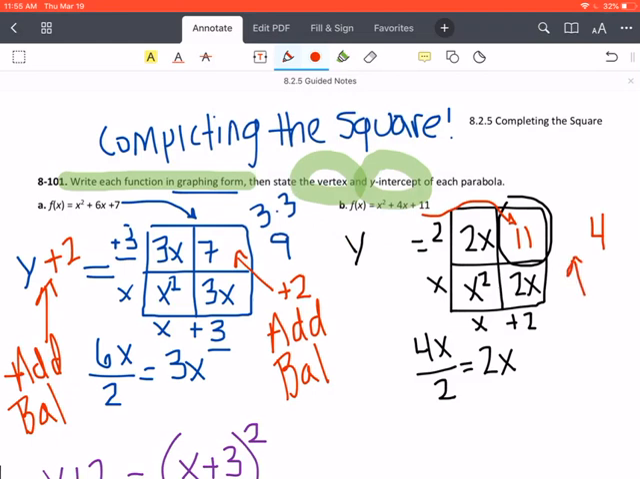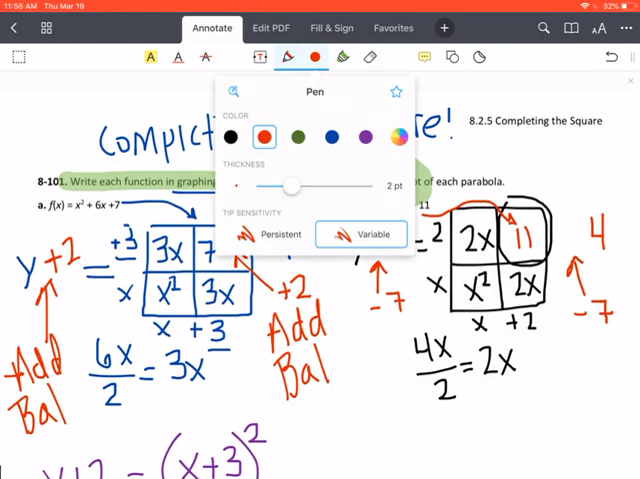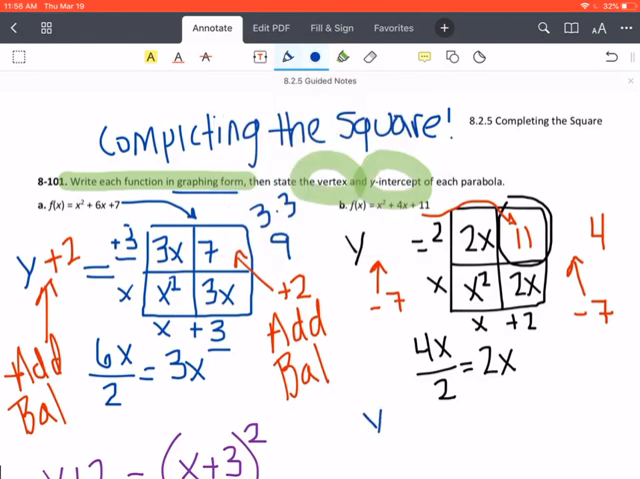Now this is a little different from part A. We know that we have to add -7. So sometimes you're going to add negatives, but instead of writing add negative, we know that's the same thing as subtracting. So on this side, if I'm going to add -7, then on this side, I have to add -7 to be fair. So now we're going to write what we have, which is y minus 7 equals quantity x plus 2 squared.